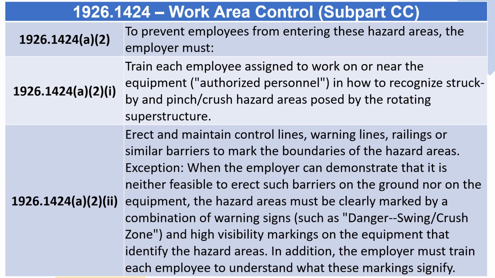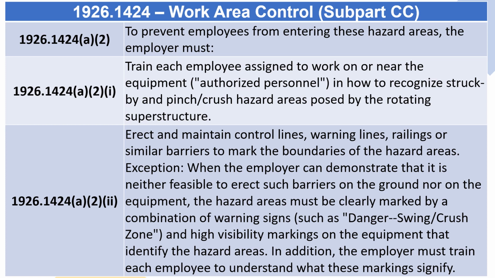1926.1424 A2 To prevent employees from entering these hazard areas, the employer must 1926.1424 A2-1 and A2-2 train each employee assigned to work on or near the equipment, authorized personnel, in how to recognize struck by and pinch/crush hazard areas posed by the rotating superstructure. Erect and maintain control lines, warning lines, railings, or similar barriers to mark the boundaries of the hazard areas.